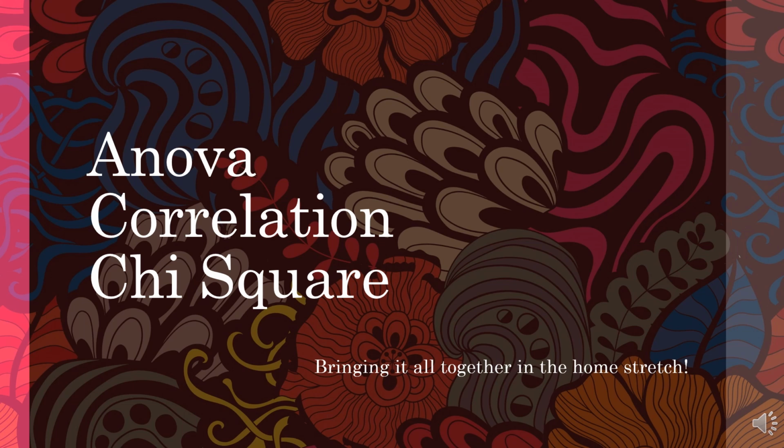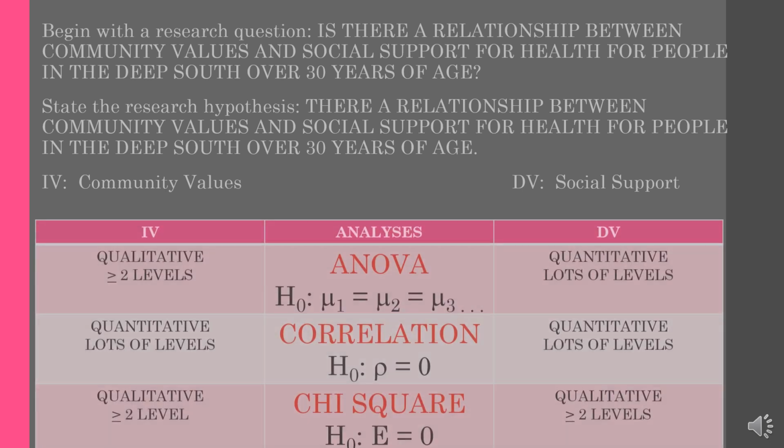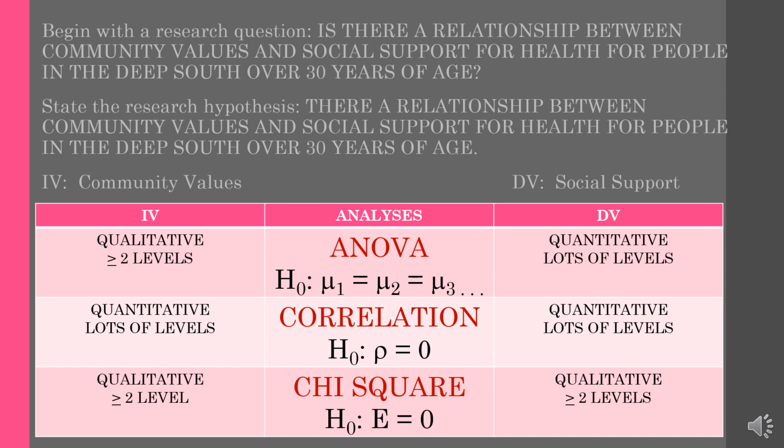So we're going to talk about ANOVA, correlation, and chi-square, how to determine which one you would use, and then how to compute a correlation on SPSS. So if we begin with the research question, and then we state the research hypothesis, what we know is that this person is looking for a relationship between community values and social support.